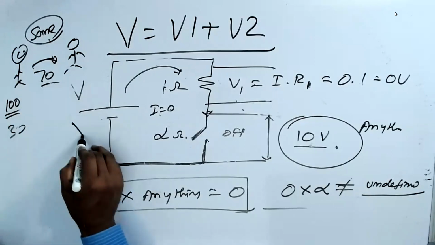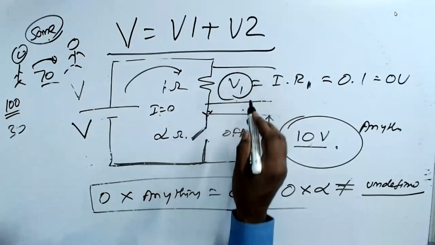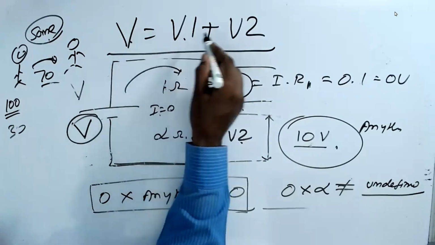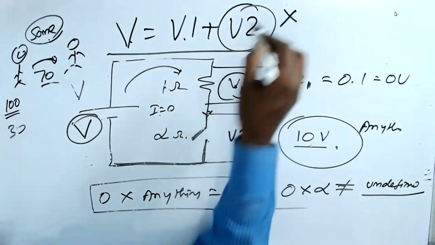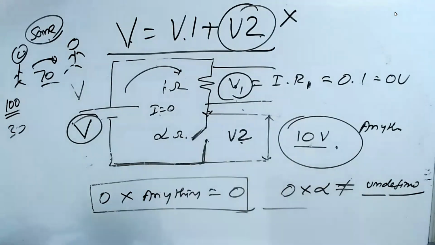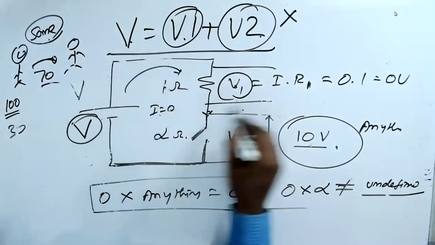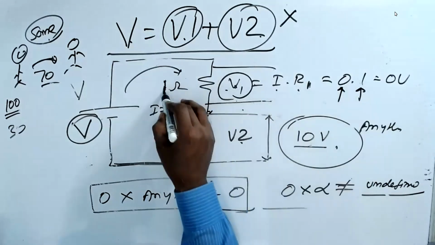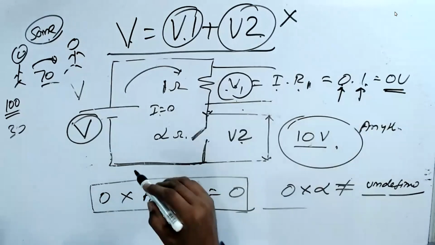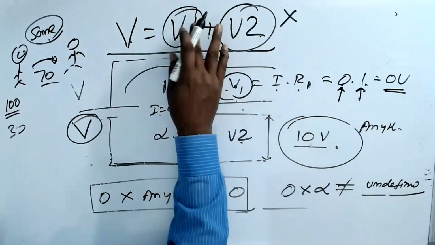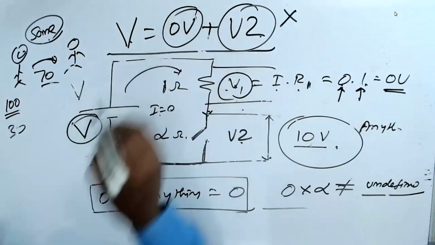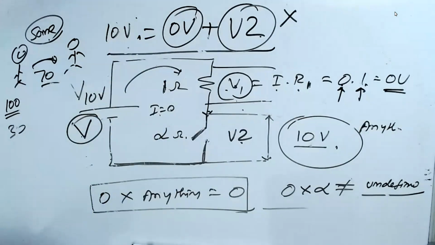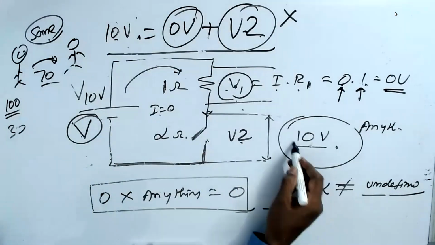Same way here. This is voltage V. This is V1. This is V2. V1 plus V2 is equal to V. Now, this is not known to me. Undefined, because 0 to infinity is undefined. But you know V1. What is V1? I into R1. I is 0 ampere. R is 1 ohm. So 0 into 1 is 0 volt. V1 is 0 volt. Now what is V? V is 10 volt. So V2 is equal to 10 volt. That's the way we have got 10 volts.